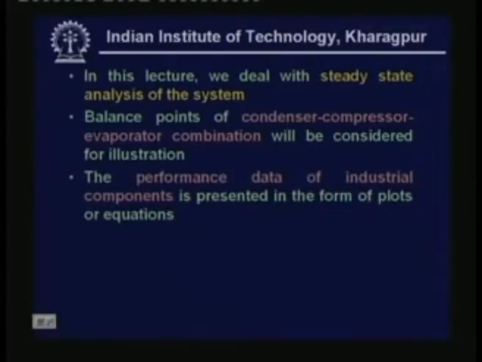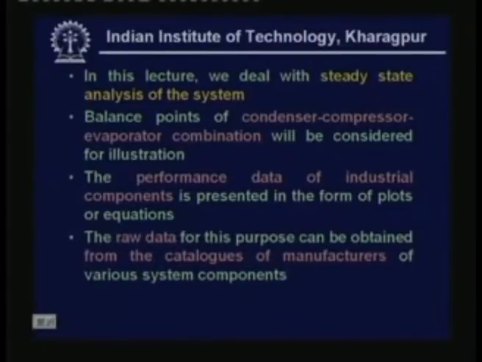The performance data of industrial components is presented in the form of plots or equations. The raw data for this purpose can be obtained from the catalogs of manufacturers of various system components. Let me make one thing very clear here: in order to perform the complete system analysis, you have to have some raw data on individual components. For example, for the compressor, how does the mass flow rate of an actual industrial compressor vary with evaporator temperature, how does it vary with condenser temperature, etc.